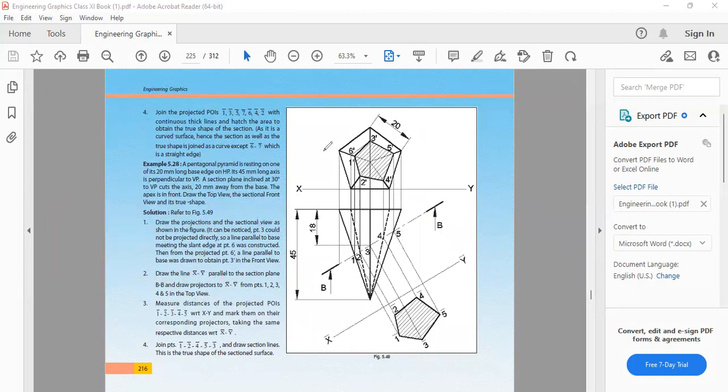So I will name this as A dash, B dash, C dash, D dash, and E dash. And in the top view, this is A, this is E, this point is B, then this is D, and this point is C, and this point is my apex M.